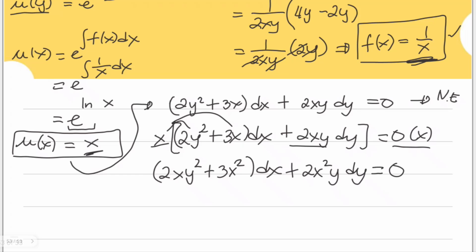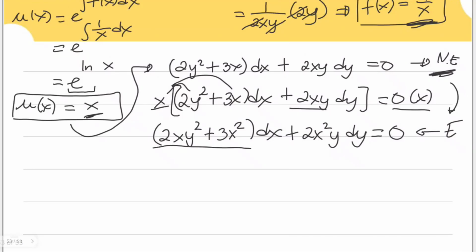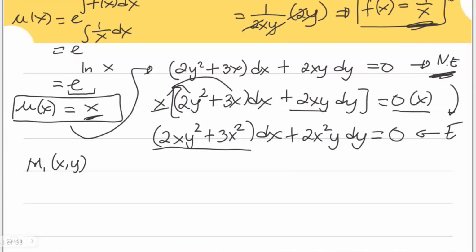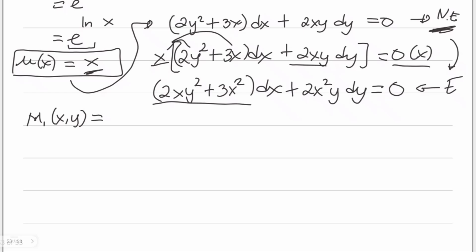equal to still 0. The assumption here is once you multiply a certain integrating factor, this equation, from being non-exact, will become exact. Let's find out if this is really exact. This would be our M sub 1. Let's just call it M sub 1 to differentiate it from our original M and N. M sub 1 of xy is 2xy squared plus 3x squared, and our N sub 1 of xy is 2x squared y.